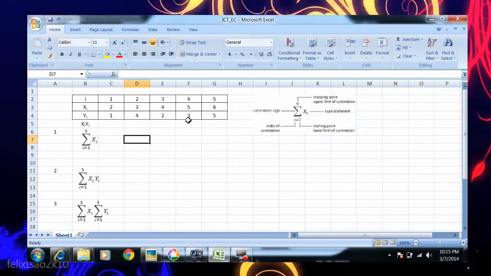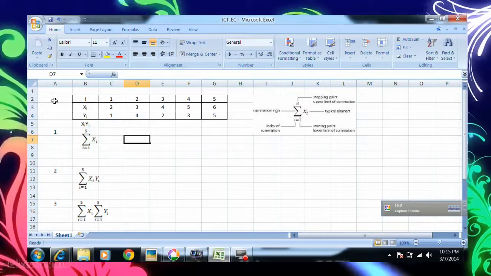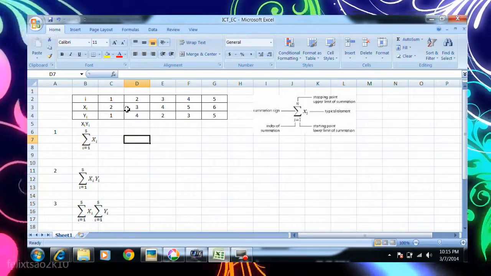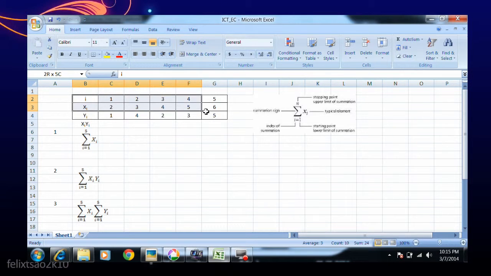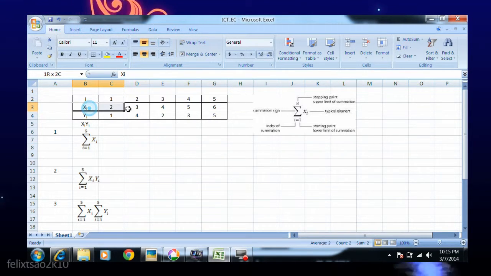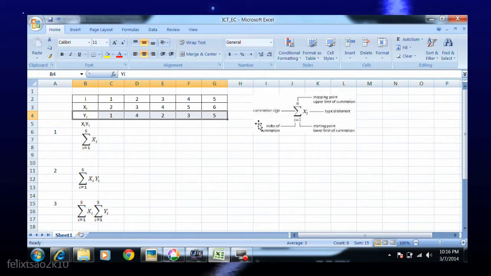Alright, let's try our hand at using Excel for summation notation. So here we're given a table of values, and we're going to be using these values to solve our 3 problems. So this row is for i, this one's for x sub i, and this row is for y sub i. And here are a few notes just to help us along the way.